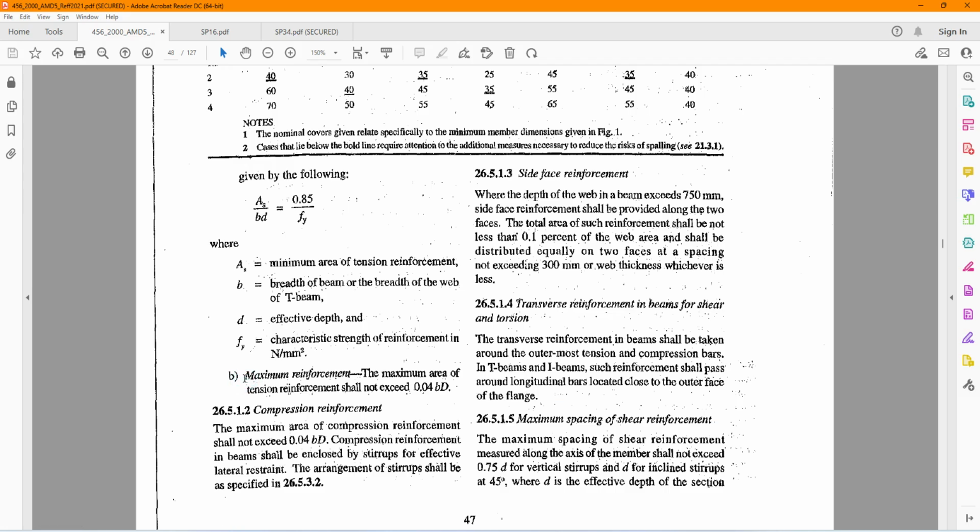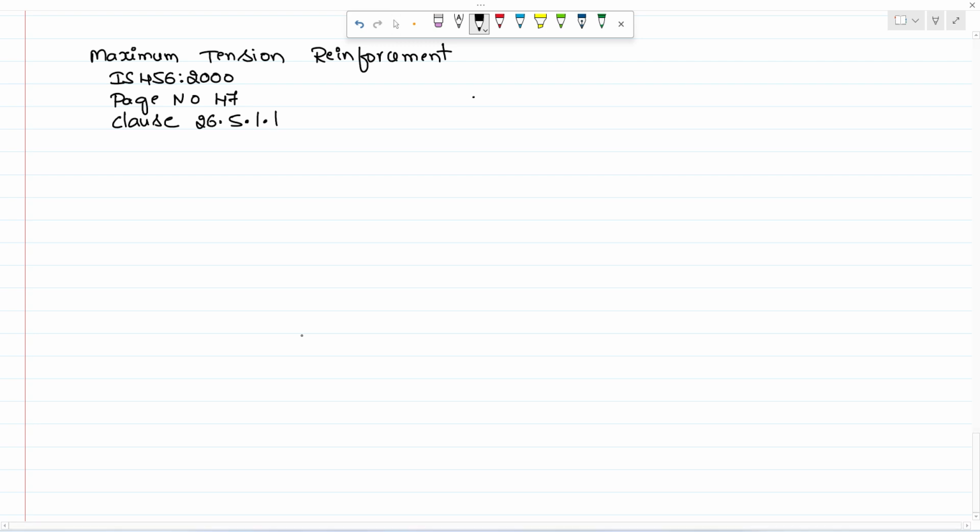Yes, below the minimum reinforcement you have maximum reinforcement also. The maximum area of tension reinforcement shall not exceed 0.04 times BD. So it is 0.04 multiplied by the width of the beam, 200. Here it is overall depth. So overall depth it is 500.